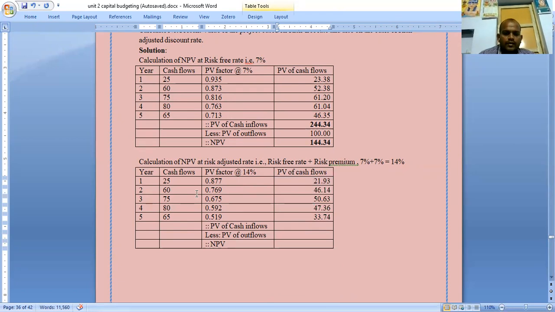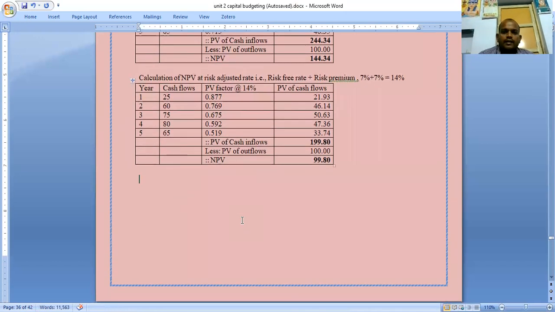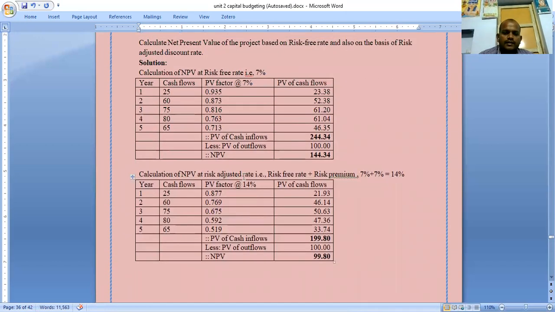Then we will get the present value of cash flows and PV of cash inflows. Total PV of cash inflows is 199.80. PV of outflows is 100. So net present value is 99.80. This is how we have to calculate using the risk-adjusted rate.